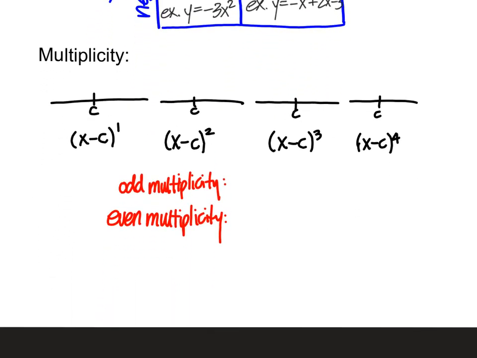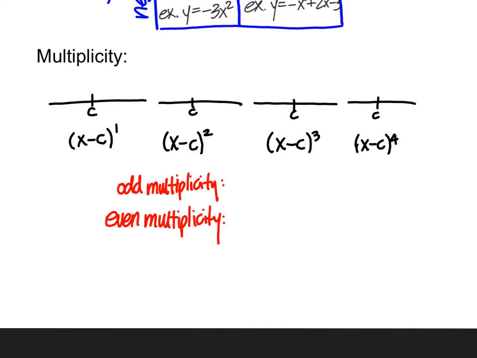Now the next thing we want to look at in terms of a graph of a polynomial is the multiplicity of each x-intercept. When a polynomial is factored, we will see a bunch of factors, binomials, being multiplied. When you have x minus c to the first, c is an x-intercept. Here, an exponent of 1 means we have a multiplicity of 1. Here we have a multiplicity of 2, here we have a multiplicity of 3, and here we have a multiplicity of 4.